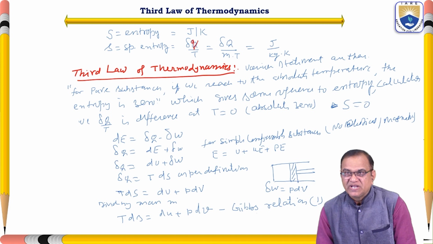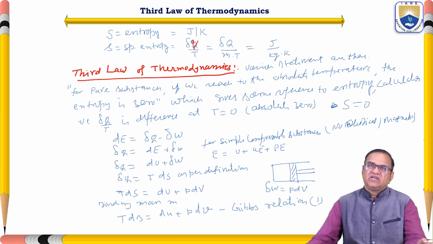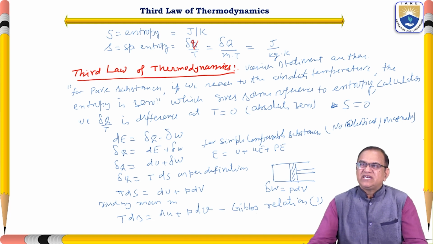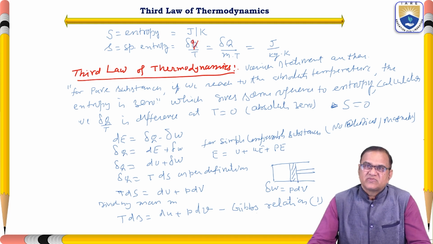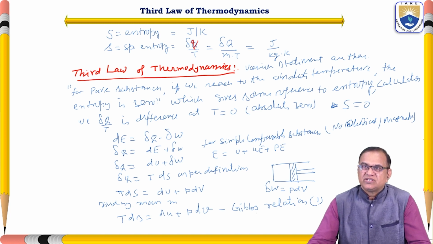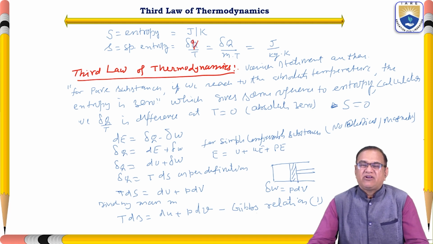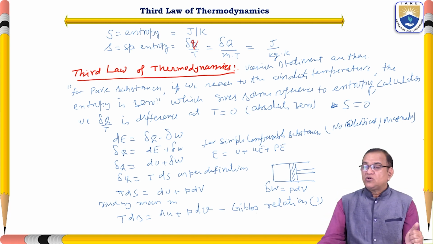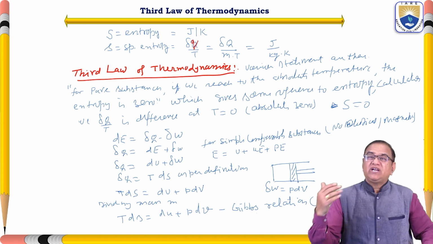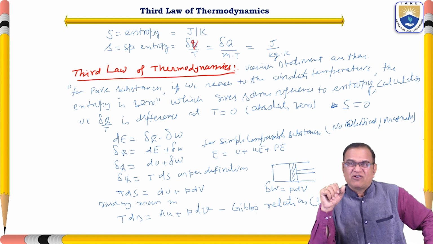Now we will discuss the third law of thermodynamics. Various statements are there, but the one I am depicting here is that for pure substances, if we reach absolute temperature, the entropy is 0. Before that, we have seen only delta S. Delta S means it is a change of entropy.